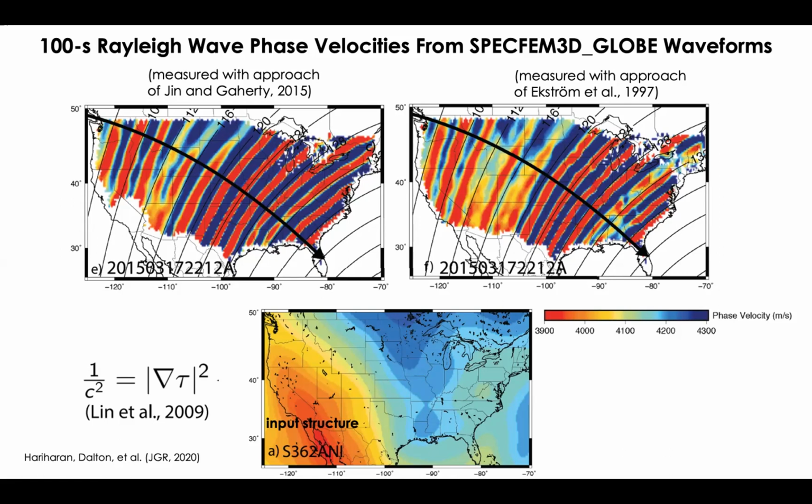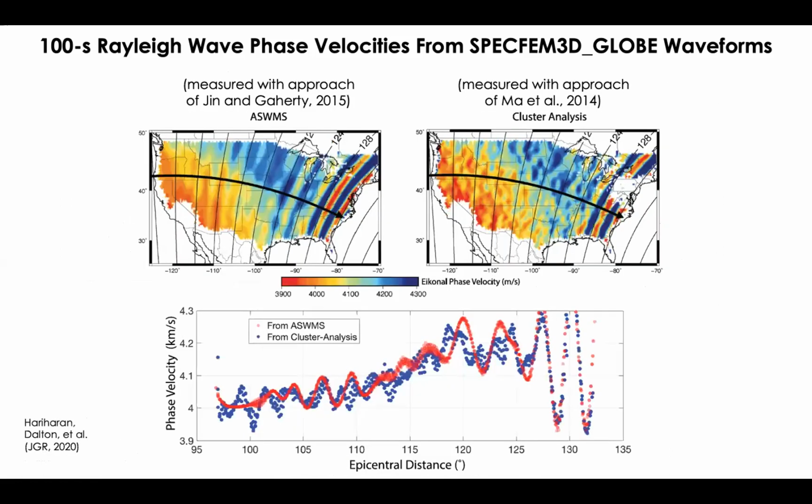And in this case, that banding in the travel times maps into really profound changes in phase velocity that overprint the structure that we're looking to recover. Here's a second example from a different event, again with two different measurement approaches.